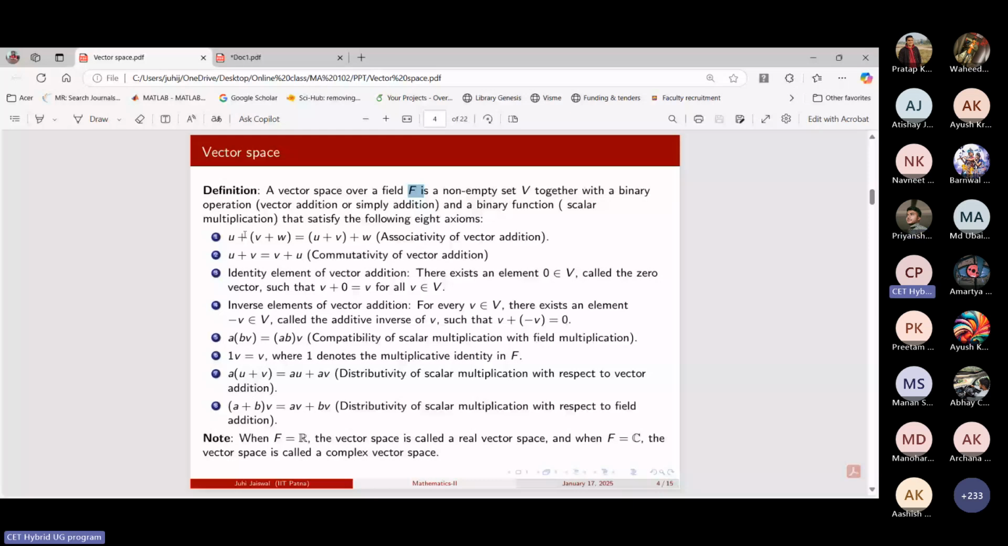Whenever all these 8 conditions hold, we will say that the given V over this F forms a vector space with respect to these two operations, plus and dot. And if we restrict F to be either R or C, means real numbers or complex numbers, then the vector space is known as a vector space over the real field or complex field. If it is R, it will be called a vector space over real. If it is C, we will call this a vector space over complex numbers.